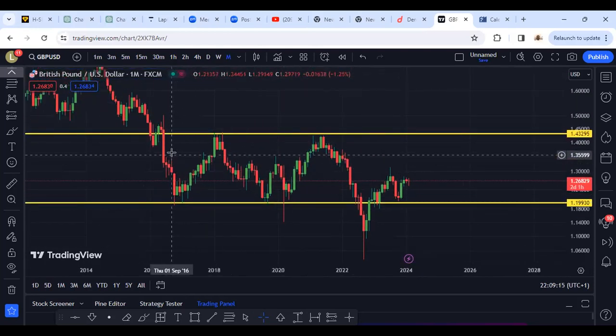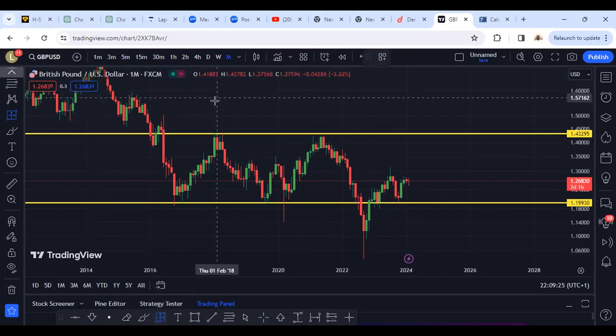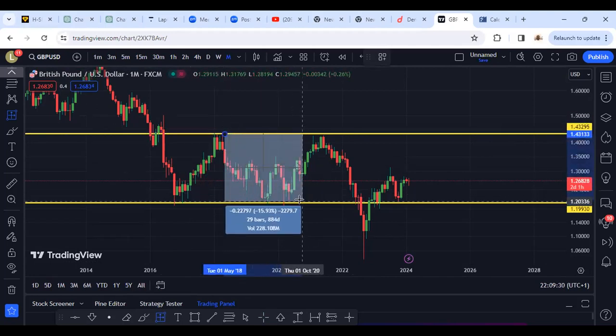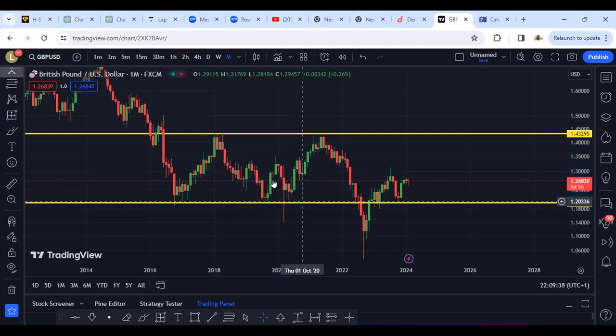So imagine if you were watching the price getting to this point, what you need to do is to think about selling. If you place a sell here, let me just show you how the sell would have worked. You place a sell here. Let me drag my cursor down here. This is about 2,279 pips movement, about 15% decline. That was March 1st, 2018.